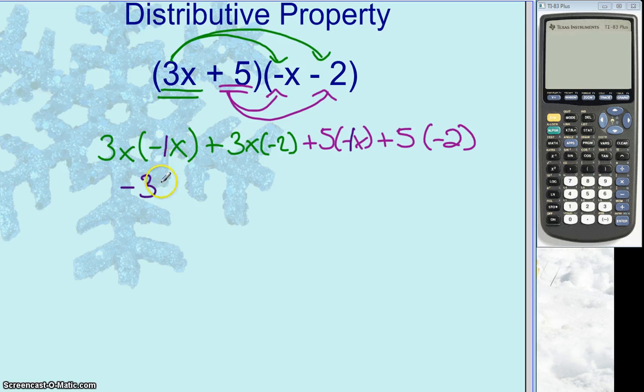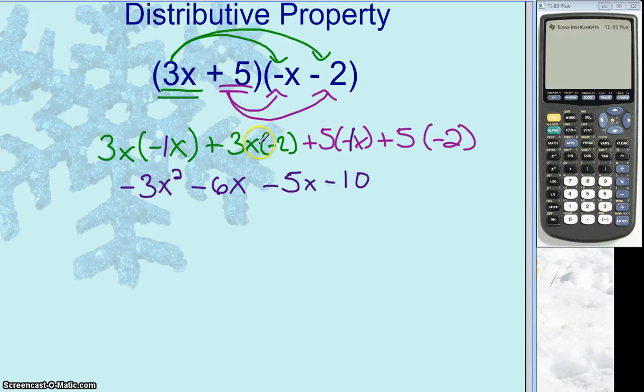X and x makes x to the second. Into the next term. 3 times negative 2 is negative 6. X just carries down as x. 5 times negative 1 is negative 5. X carries down and just stays x. And last numbers, 5 times negative 2 is negative 10. Again, you should notice you have 4 arrows and you have 4 terms.